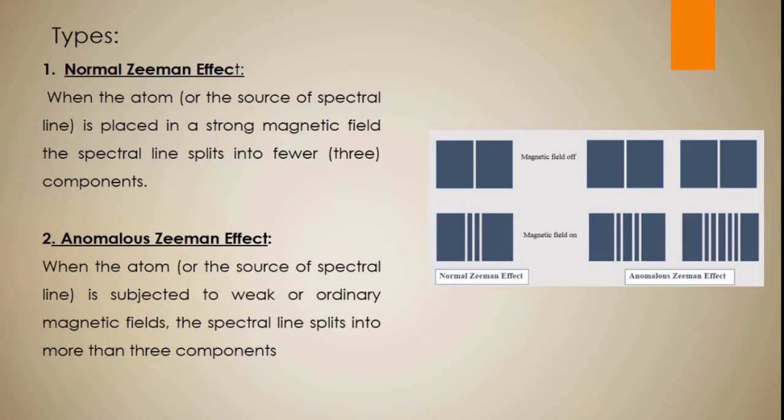When the atom or the source of spectral line is placed in a strong magnetic field, the spectral line splits into fewer, in particular three, components. This effect is called normal Zeeman effect, as shown in the first part of the figure. When the atom or the source of spectral line is subjected to a weak or ordinary magnetic field, the spectral line splits into more than three components. This effect is called anomalous Zeeman effect, and this is shown in the second part of the figure.